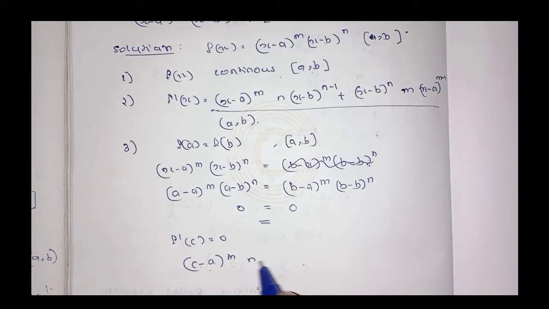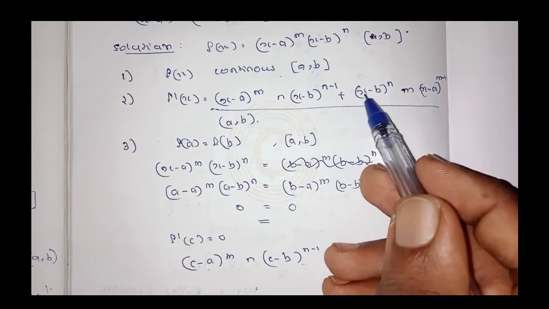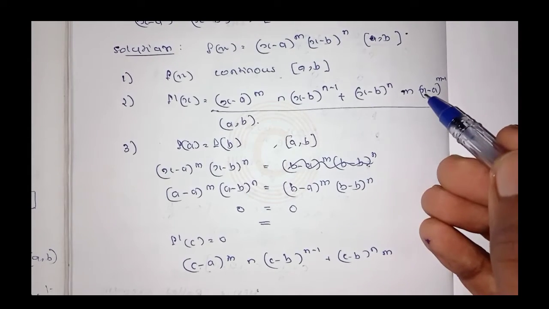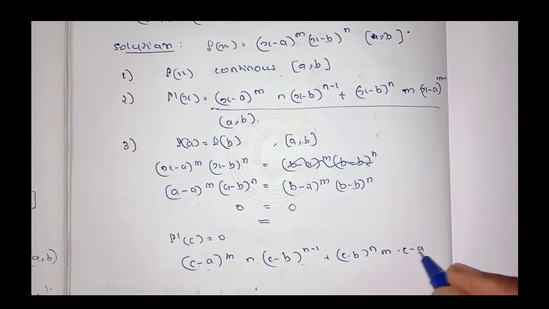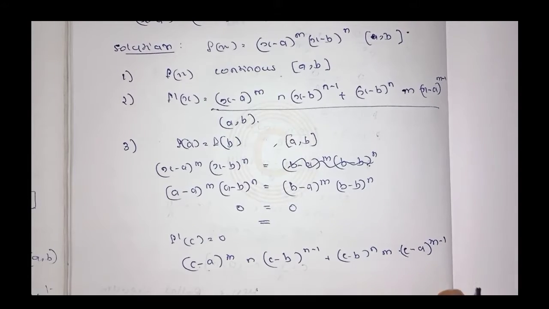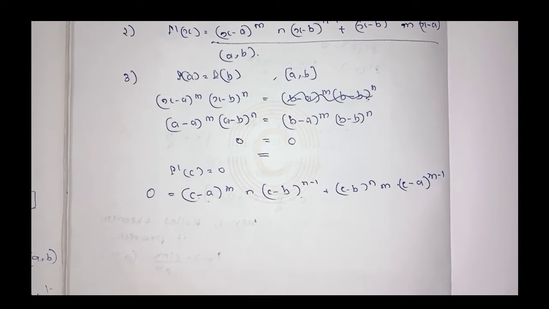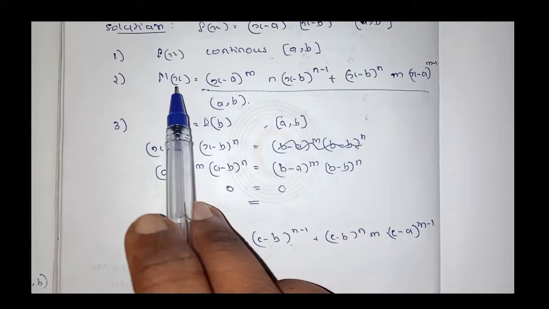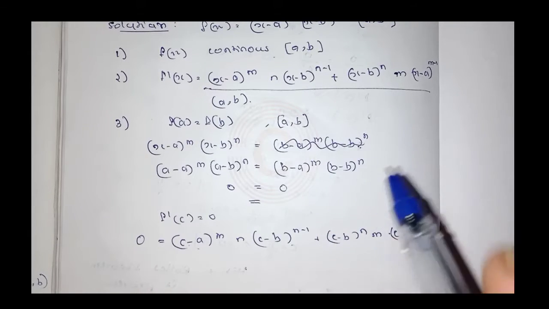into n into c minus b whole raised to n minus 1 plus c minus b whole raised to n into m into c minus a whole raised to m minus 1. So here we can say that this whole term is equal to 0. From this term we want to do some further simplification, but in the second term we know the value of f dash of x, and we don't do any further simplification there, so it is not a problem.